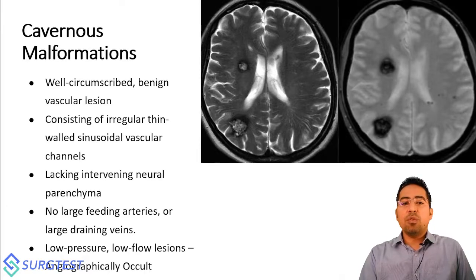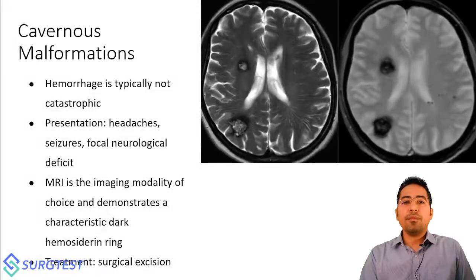That's why they are low pressure and low flow lesions. There is very little flow, so they don't appear in angiography. Even if you do a DSA, they won't appear in that. So they are angiographically occult. Now in these cavernous malformations, the hemorrhage is typically not catastrophic. It will not lead to death, or it will not lead to severe mass effects. It is usually chronic hemorrhage which keeps on happening slowly.